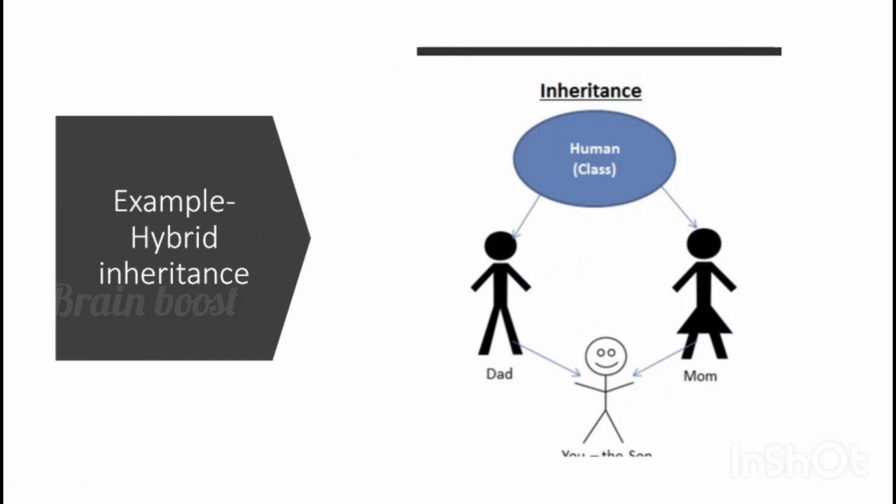This is an example of hybrid inheritance. See, dad and mom both come under the human class. And then the son or daughter inherits the human characteristics from both mom and dad. So this is hierarchical and multiple inheritance. This combination of hierarchical and multiple inheritance is called hybrid inheritance. This is inheritance and types of inheritance.